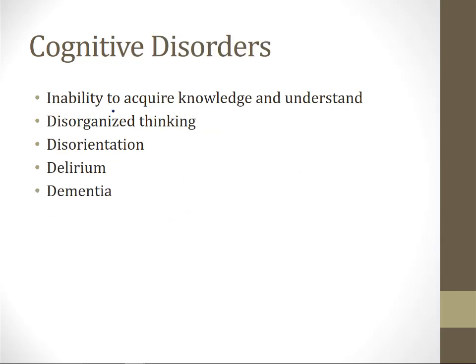So in cognitive disorders, there's a problem acquiring knowledge and understanding things. Basically, patients have problems processing information, and this can lead to disorganized thinking. It can also lead to disorientation, like we talked about at the beginning of this video, where patients aren't able to tell you the time or place, or in severe cases, even their name. And the two classic cognitive disorders are delirium and dementia.